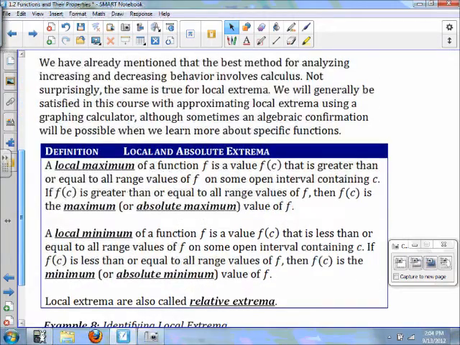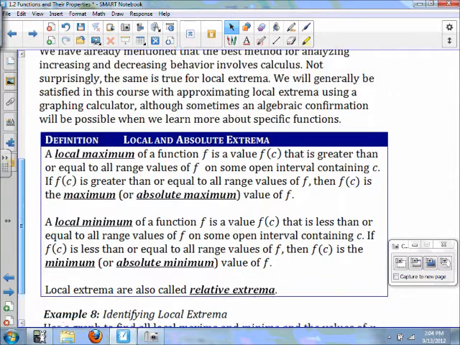Now, we've already mentioned that the best method for analyzing increasing and decreasing behavior involves calculus. Not surprisingly, the same is true for local extrema. We'll generally be satisfied in this course with approximating the local extrema using a graphing calculator, although sometimes an algebraic confirmation may be possible when we learn more about specific functions.